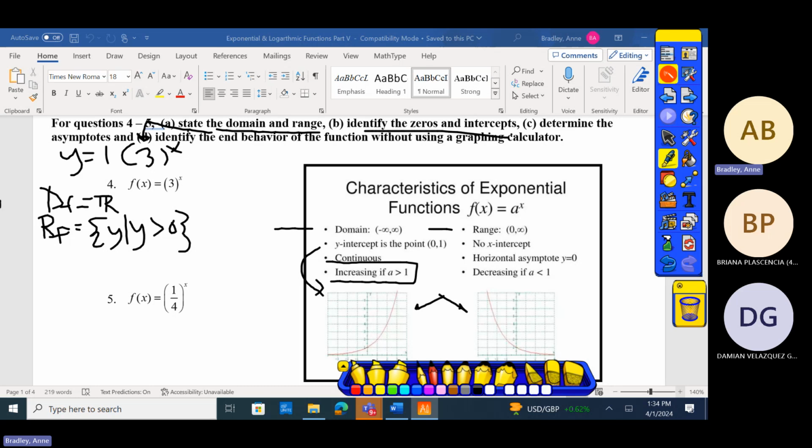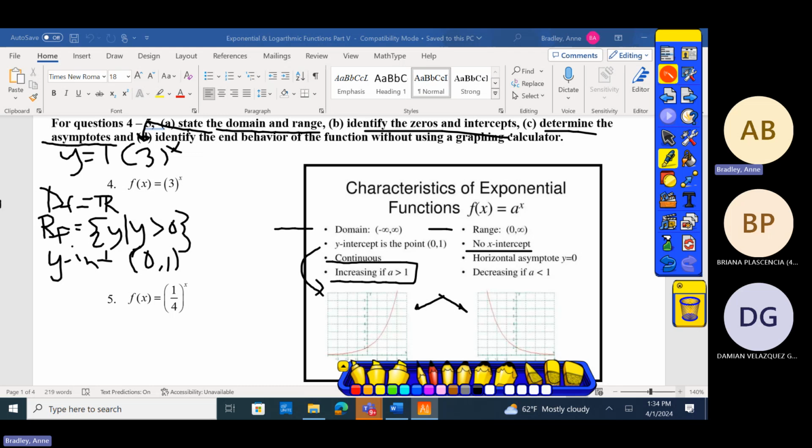So it tells us that there's no x-intercepts. We have not had any transformations here where we've moved this thing up or down. So there's no x-intercepts, no zeros, but we do have a y-intercept of (0, 1). Okay, so I've taken care of that part.